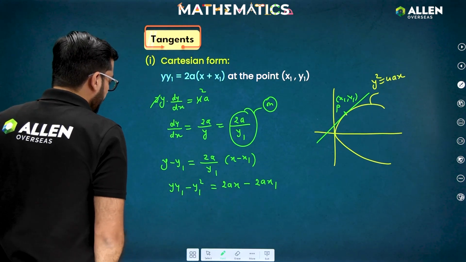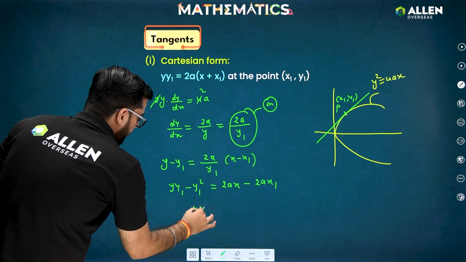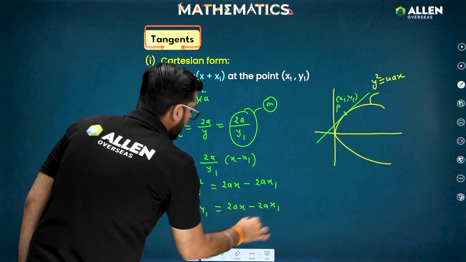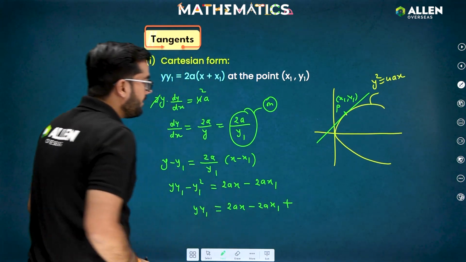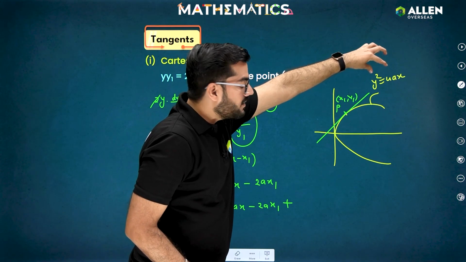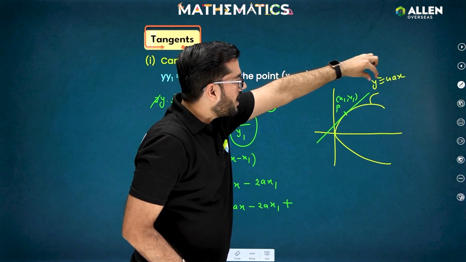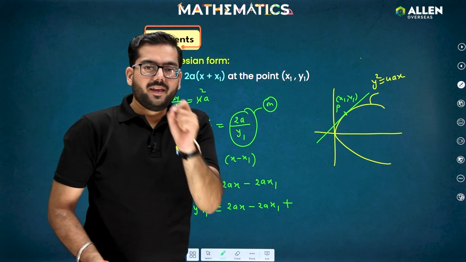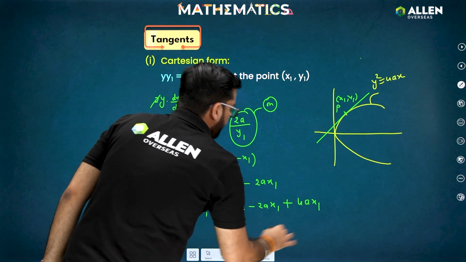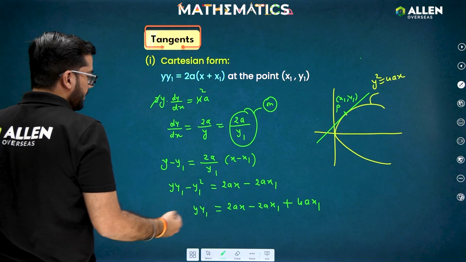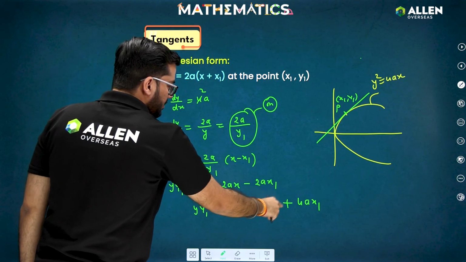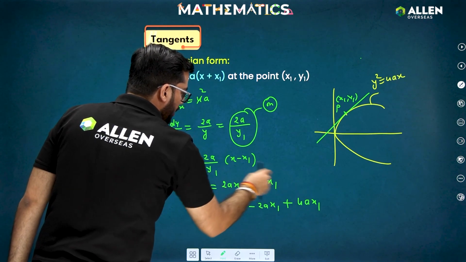After this, you will get y into y1 is equal to 2ax minus 2ax1 plus y1 square. But y1 is also a point of this parabola, so it will satisfy this curve also. You can put here, so y1 square you can replace with 4ax1, right? So I am going to write here 4ax1 in place of y1 square. Now you will get 2ax minus 2ax1 plus 4ax1. So 4ax1 minus 2ax1 you will get 2ax1.